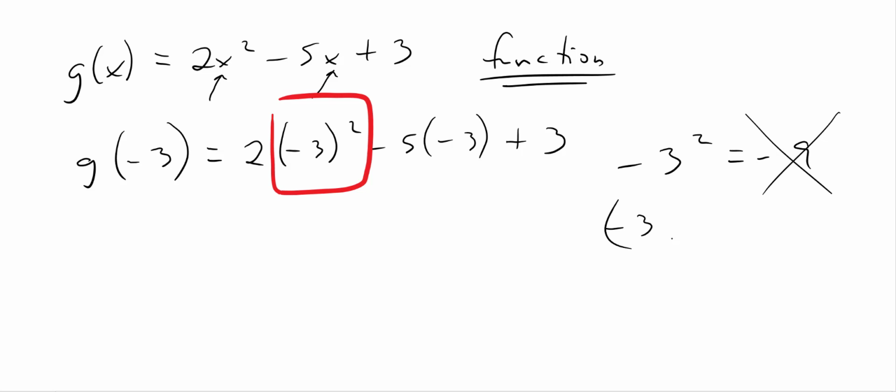Because I'm really trying to do this. I'm really trying to square the negative 3. And negative 3 times negative 3 is positive 9. Okay, but if you don't put it in parentheses and you hit that squared, it's actually going to give you the wrong answer. And you don't want the wrong answer.